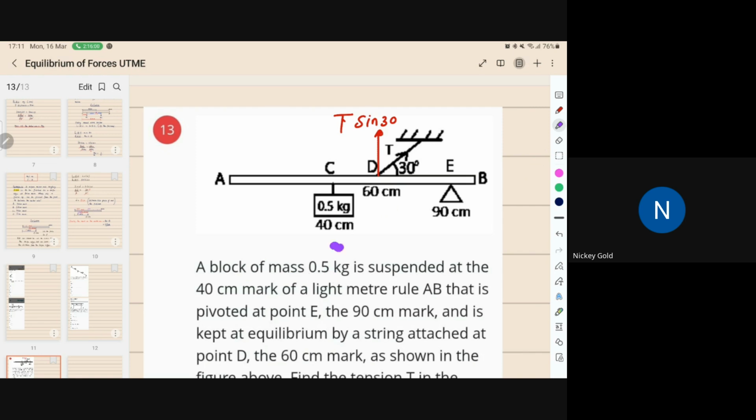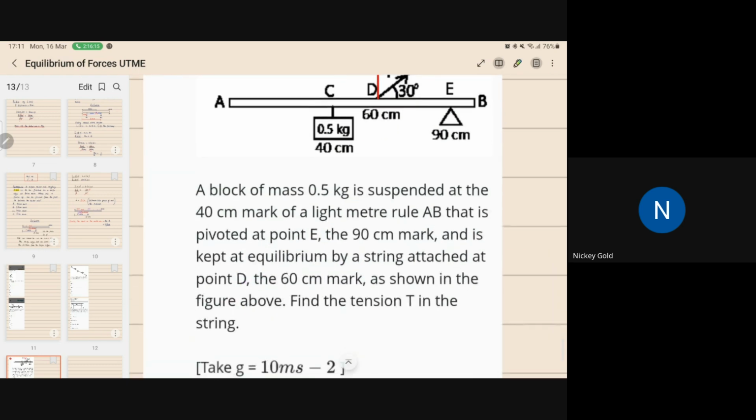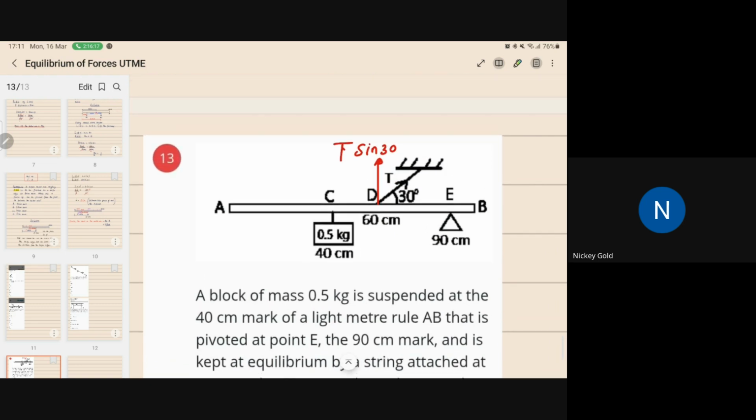The mass of the block is 0.5 and it's suspended at 40 centimeter mark of a light meter rod, AB, that is pivoted at E, the 90 centimeter mark, and is kept at equilibrium by a string attached at point D, the 60 centimeter mark, as shown in the diagram. So you're looking for the tension. If here is C, remember there's a force here. That force is acting downwards, which is 0.5. What will be the distance from here to the fulcrum?